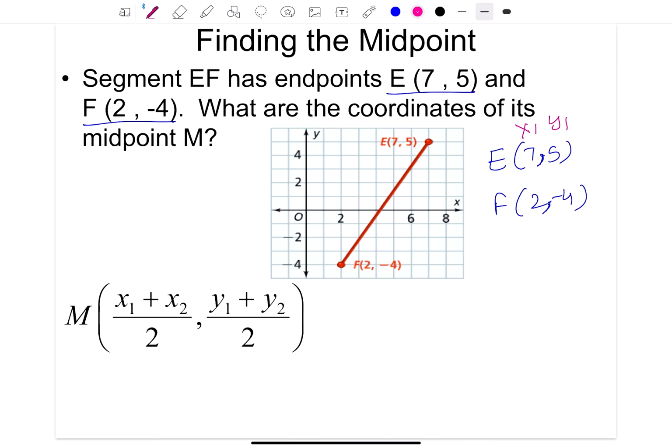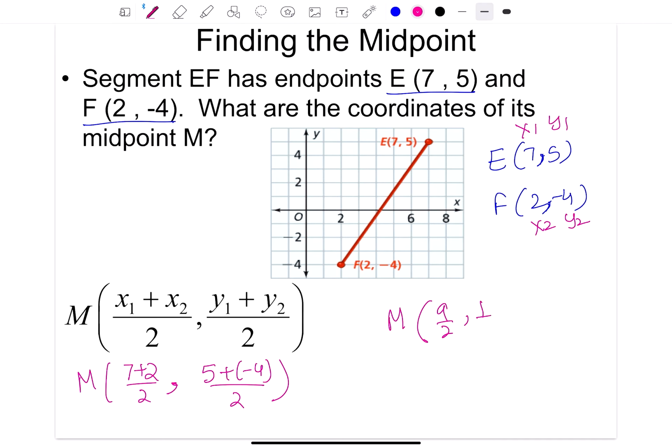I'm going to label them as x1, y1, x2, y2. So to find the midpoint coordinates, we have to add the two x coordinates and divide by 2. 7 plus 2 divided by 2, and 5 plus -4 divided by 2. So the midpoint coordinate becomes 9/2, and 5 minus 4 is 1/2. These are the coordinates of our midpoint, which is 4.5 and 0.5, and that's going to be about here. So if we label it on the graph, this is about the point where we have our midpoint for this line segment.